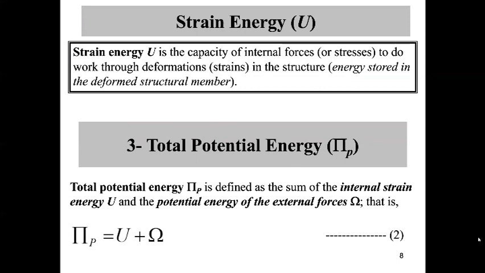Now let's move on to the total potential energy pi p. The total potential energy pi p is defined as the sum of the internal strain energy U and the potential energy of the external forces omega. That is, pi p equals U plus omega.